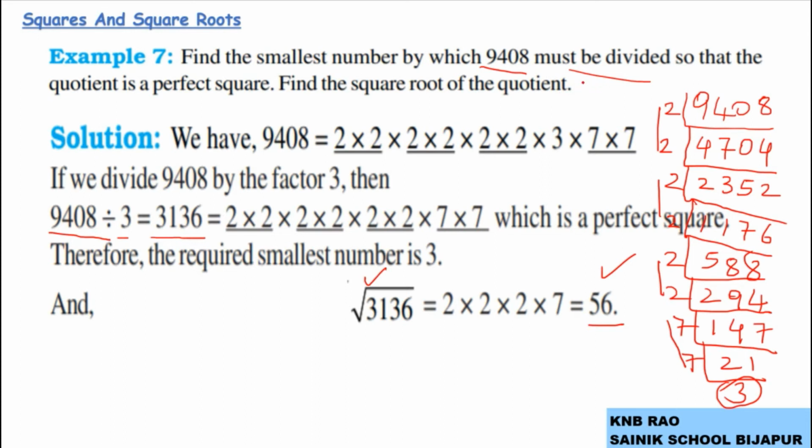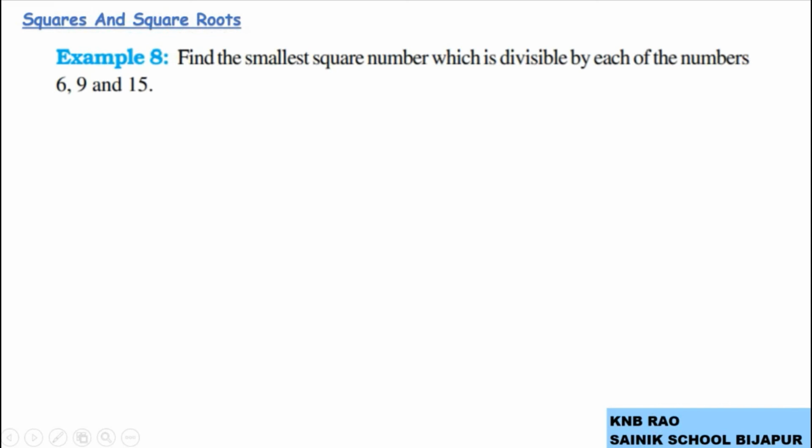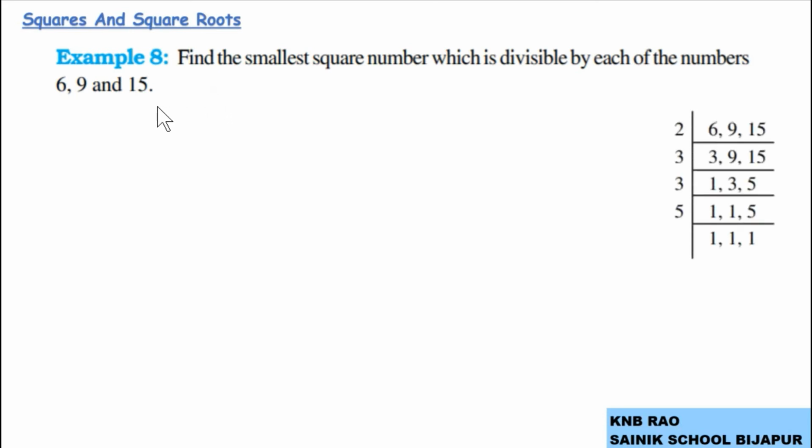Now we'll take up further. Students, coming to the next question: find the smallest square number which is divisible by each of the numbers 6, 9 and 15. So to find the smallest number which is divisible by each of the numbers given, 6, 9 and 15, what we need to do?